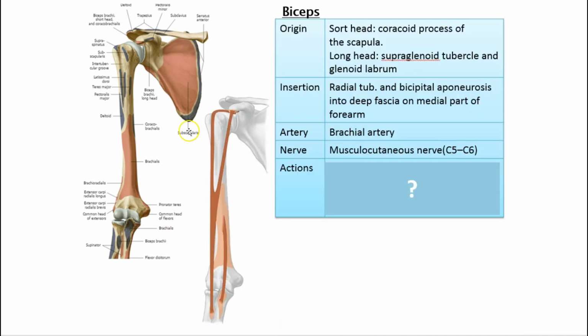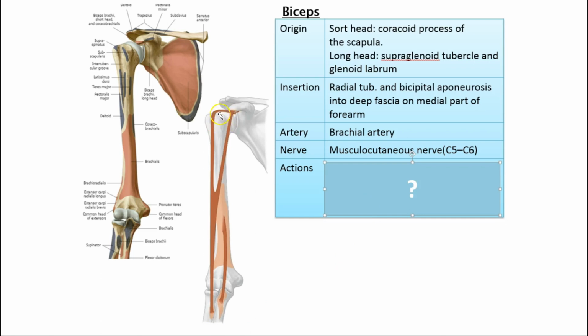Here again we see the biceps, the long head of the biceps coming from the supraglenoid tubercle and the glenoid labrum, extending down to insert onto the radial tuberosity. And we have the short head coming from the coracoid process extending down also onto the radial tuberosity. Of course, because it crosses the elbow, it's going to be a flexor of the elbow, and because it's onto the radius, it can also supinate.